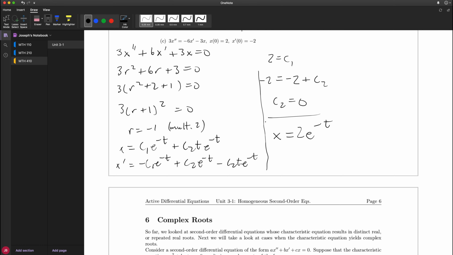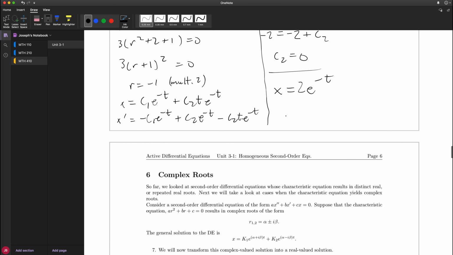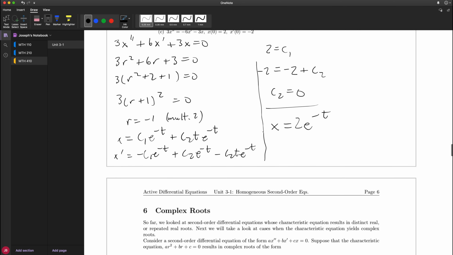As you can see, in the next video, we're going to talk about complex roots. And so probably trig functions are going to work their way into it.